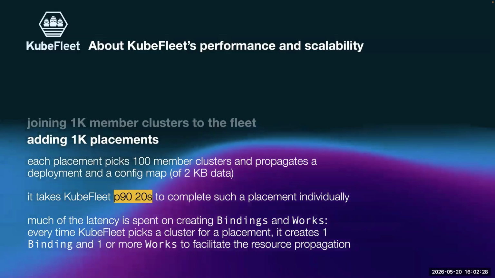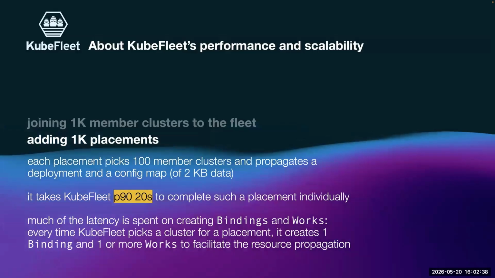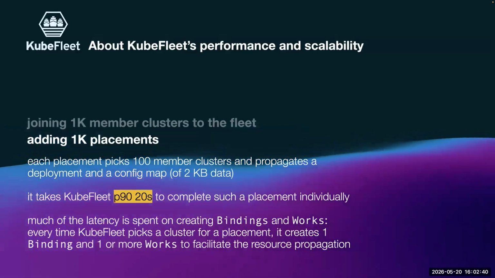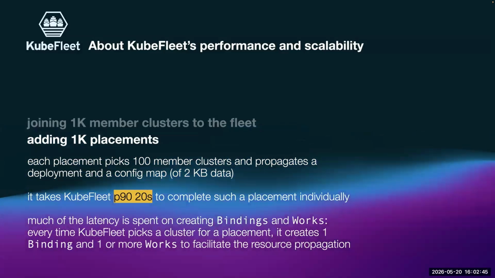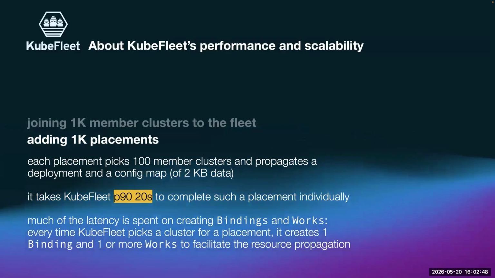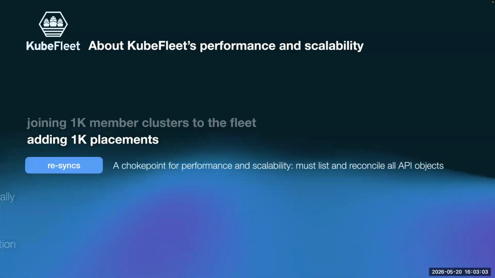Bindings kind of represent an association between a placement and a cluster. It basically represents that KubeFleet is ready to place resources from a placement to a specific cluster. And works is more like an envelope of resources. It actually has all the YAML files of the resources to place, so that the member agent can read those YAML data from the API and then start applying the resources to the member cluster. Every time KubeFleet picks a cluster for placement, it will create one binding and one or more works, depending on the size of resources, to facilitate this propagation.